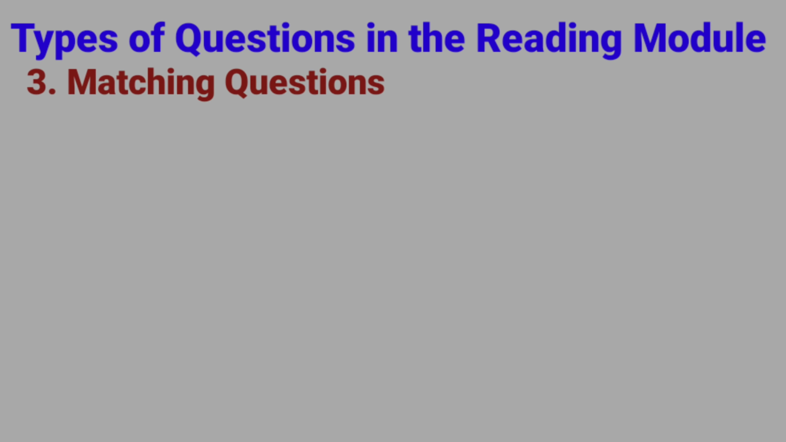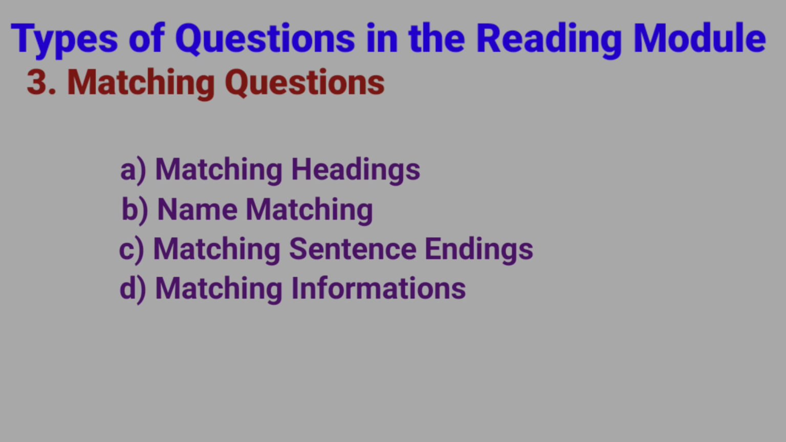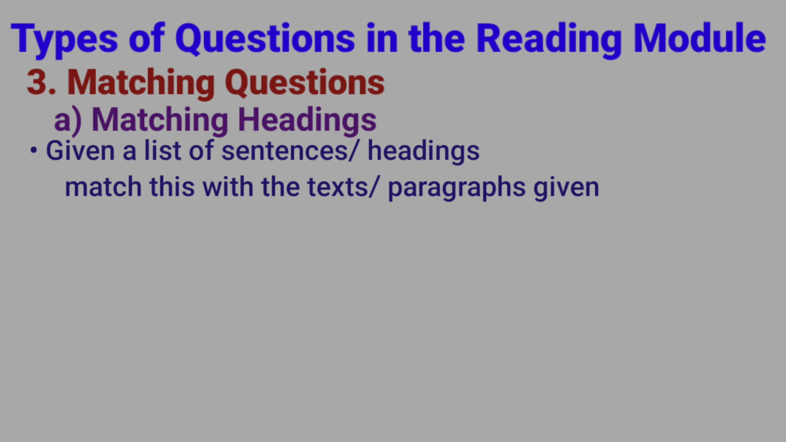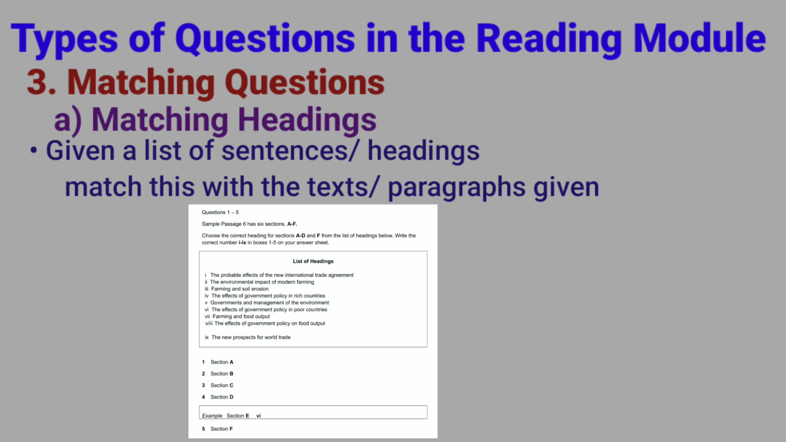Next is matching questions. There are different types of matching questions. They are matching headings, name matching, matching sentence endings, matching information. First, matching headings. Here, a list of headings is given, and you match them with the text or paragraph given. For example, choose the correct heading for paragraphs A to F from the list of headings below. Write the correct number 1 to 9 in boxes 1 to 5 on your answer sheet.